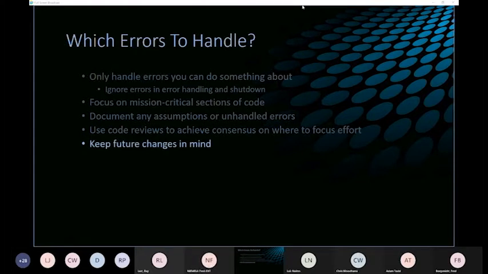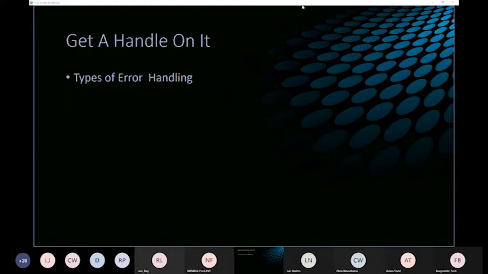Also, as with any code, you want to keep future changes in mind, right? You want to write your code today such that if something changes, it's not going to be a showstopper to address that change. All right, so now we're going to talk about the types of error handling. There are actually 8 types of error handling. When I've said that in other settings where I've given this presentation, people are surprised that there are 8 types of error handling. So we're going to talk about those 8 types.